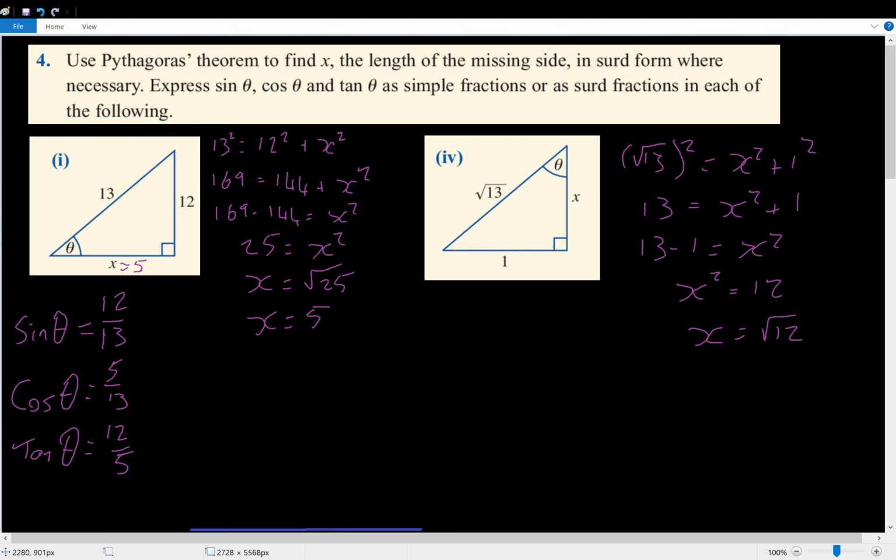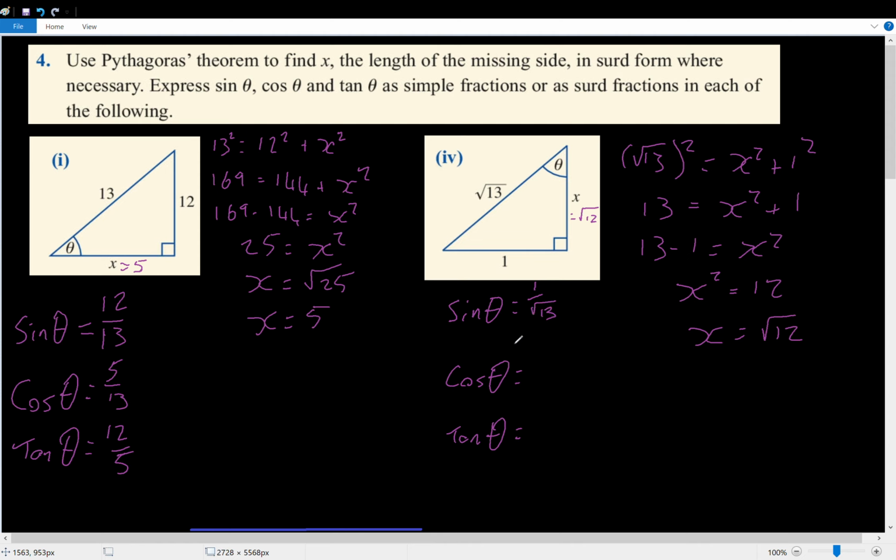So from here, we're going to get the sine of theta, the cos of theta, and the tan of theta. And theta is the angle marked in the top right, just up here. And we have x is equal to root 12. Okay, for sine, as before, it is going to be the measure of the side opposite the angle over the hypotenuse. This time the opposite side to the angle is the side marked 1. It's on the other side of the triangle from it. So it's going to be 1 over root 13.